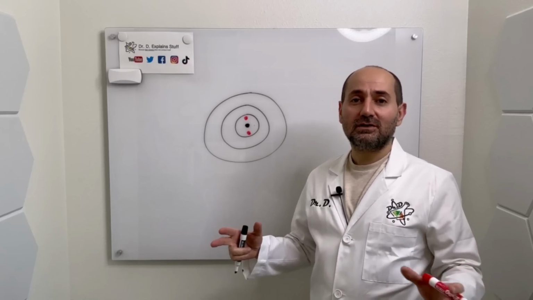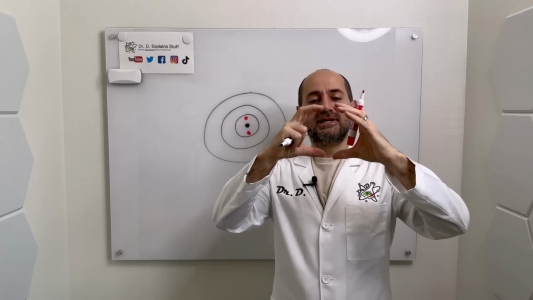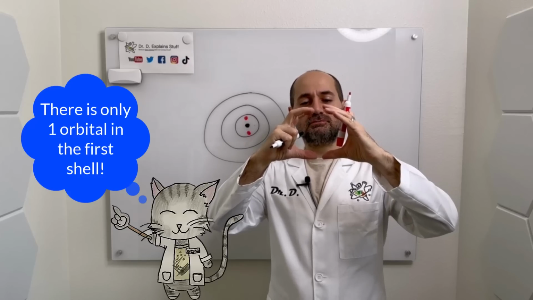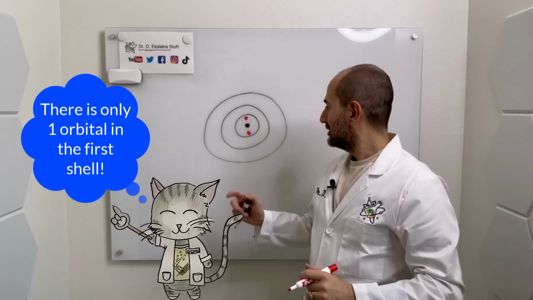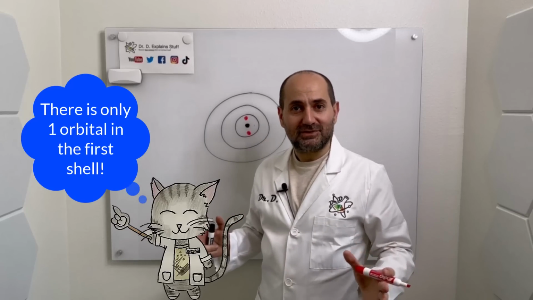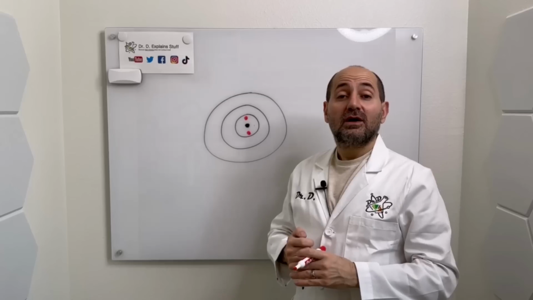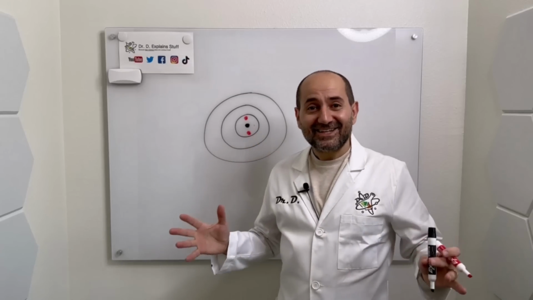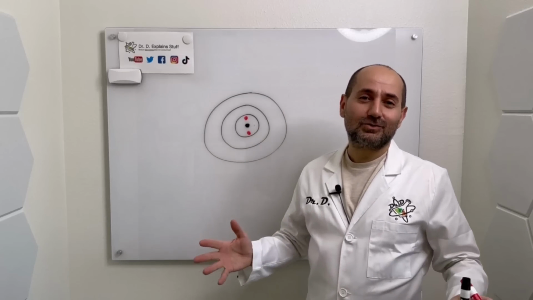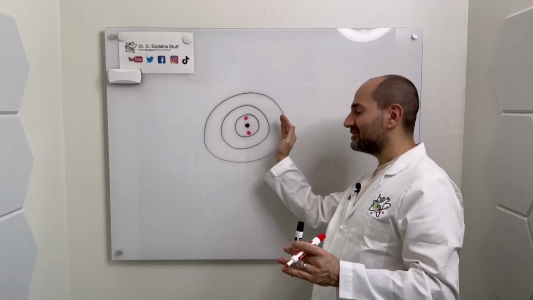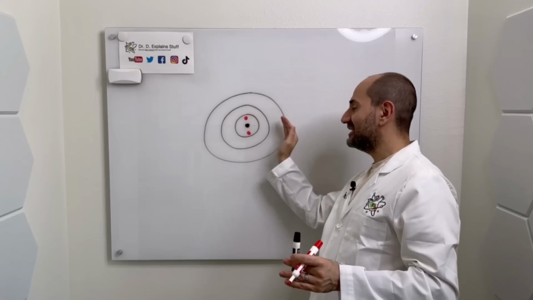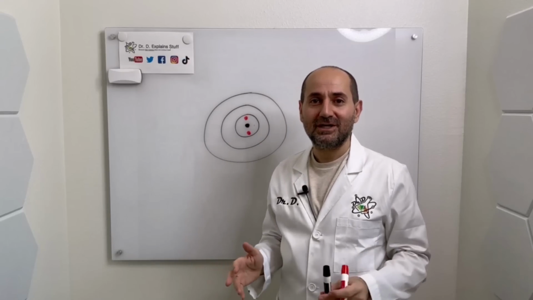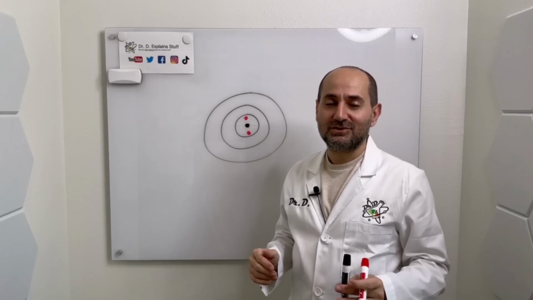Because the first shell is only one 3-dimensional space, and that 3-dimensional space looks like a ball, all right, like a sphere. And it's called the 1s orbital, in case you're wondering. Now, because we filled that layer with electrons, we have to kick it out to the next layer, right? We have to go from shell 1, we got to kick it out to shell 2. But here's the trick to shell 2.